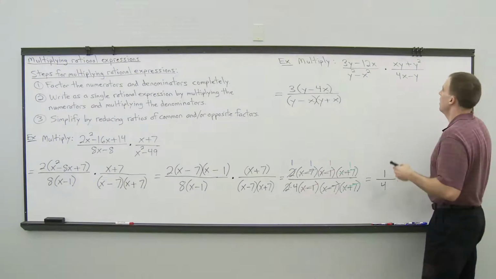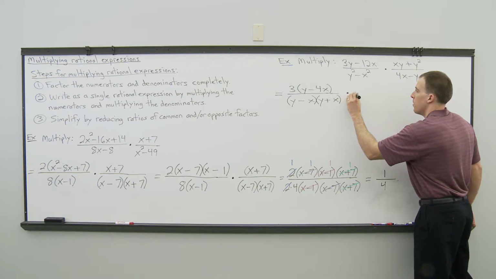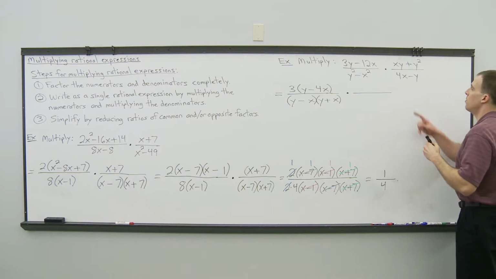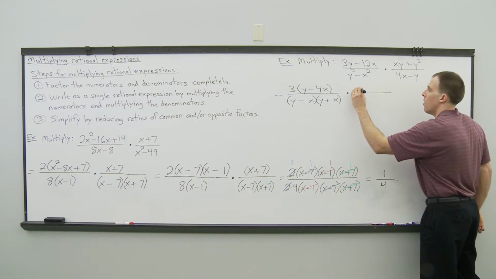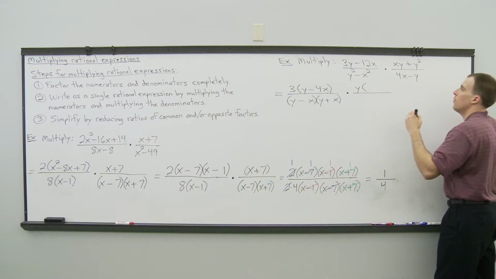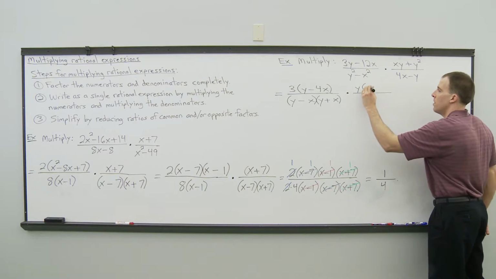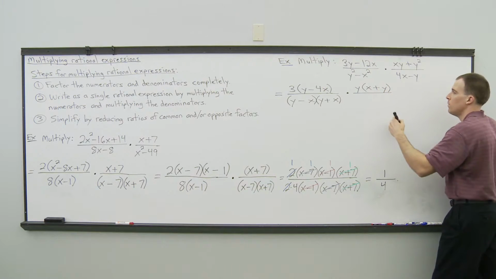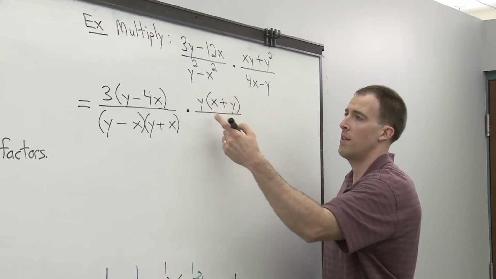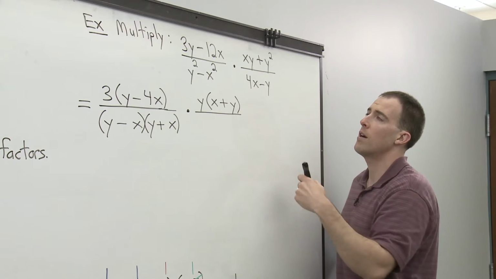For the second rational expression here, in the numerator we've got two terms, and they do have something in common. They have a common factor of y. So if we factor out the y from both terms, that will leave us in parentheses with x plus y. Y times x is xy, and then y times y makes y squared.